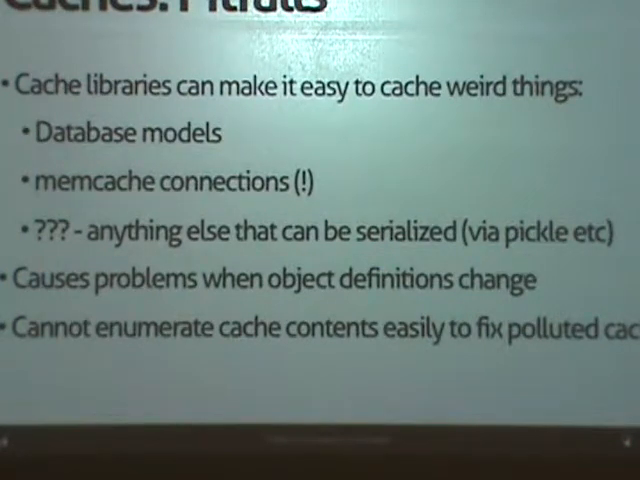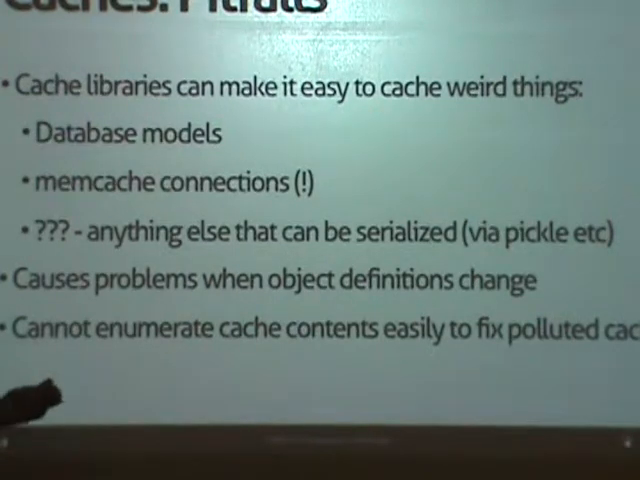I've seen lots of different stuff cached, including things like SQLAlchemy database models, which have connections to databases, which is kind of a strange thing to serialize. I've seen people put connections to memcache in memcache, which is also kind of a weird one. And basically anything that you can serialize can go in.